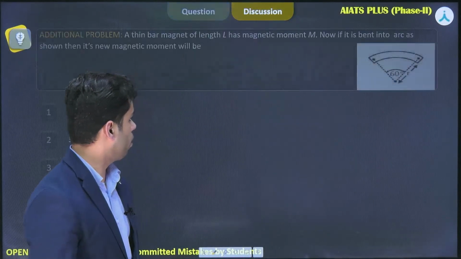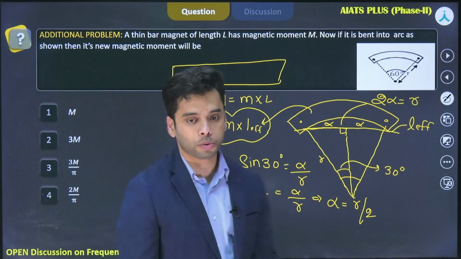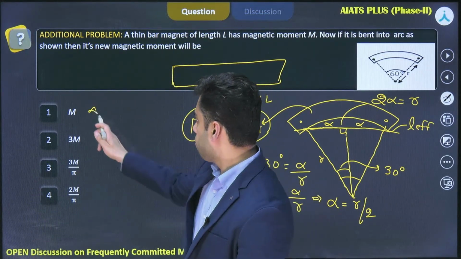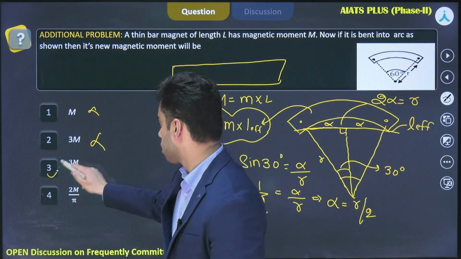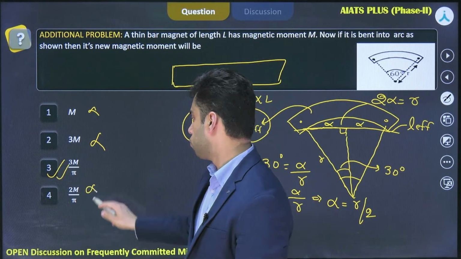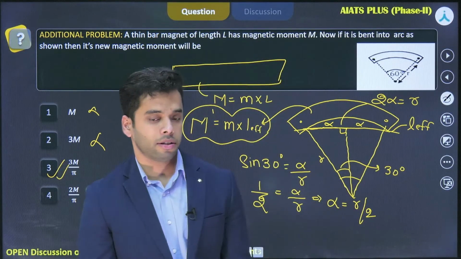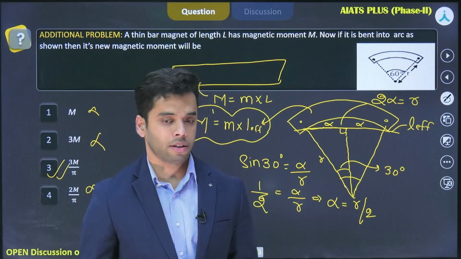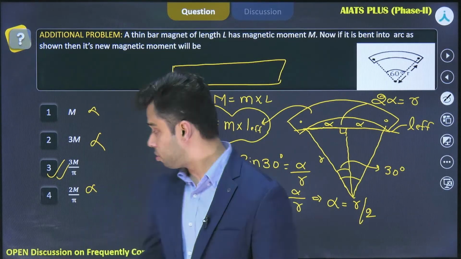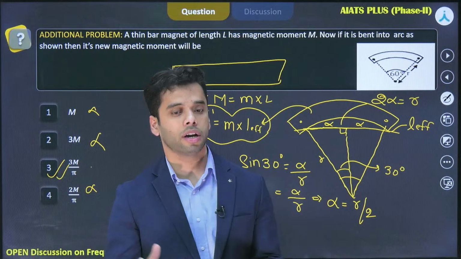Let me go through the options. Have a look at the options. Not M, not 3M. Yes, option 3 is the correct answer, 3M over pi, and not option 4. Yes, Lakshman Patil, you are giving the right answer. Yes, option C is the correct answer. That means option 3 is the correct answer.